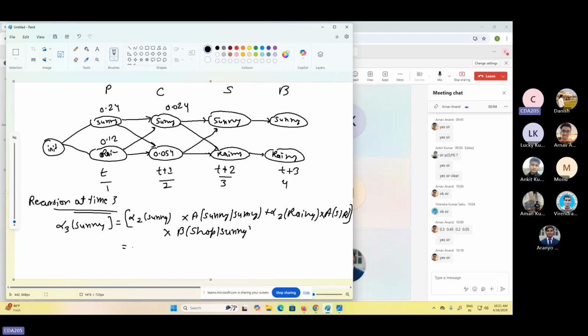So its value will be 0.024 into 0.8 plus 0.054 into 0.4 into 0.2 is equal to 0.01816. So its value will be 0.0180016. Similarly, you can find for the rainy.